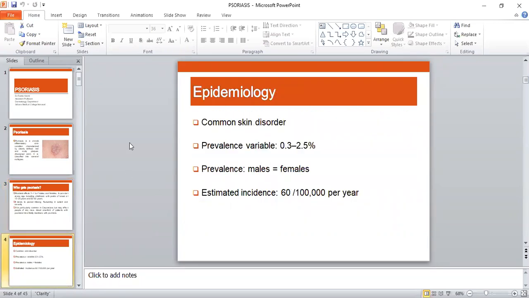Now we come to epidemiology. The prevalence of this common skin disorder varies from 0.3 to 2.5%. The prevalence in male and female is equal, and the estimated incidence is 60 per 1 lakh per year. So it's like this.